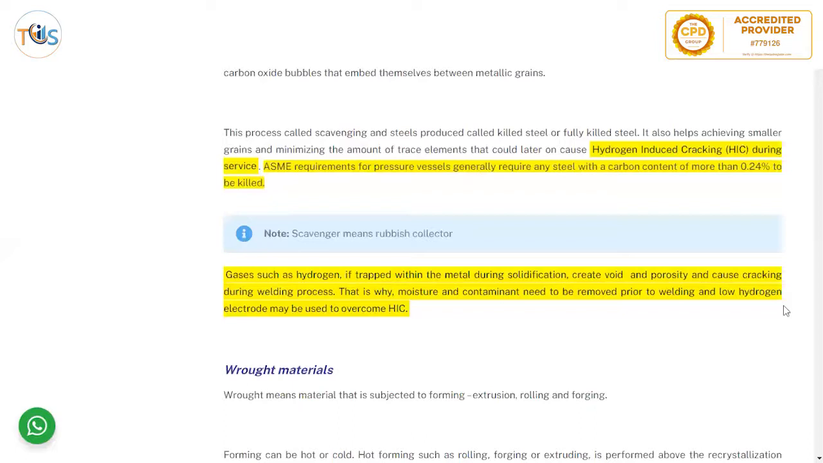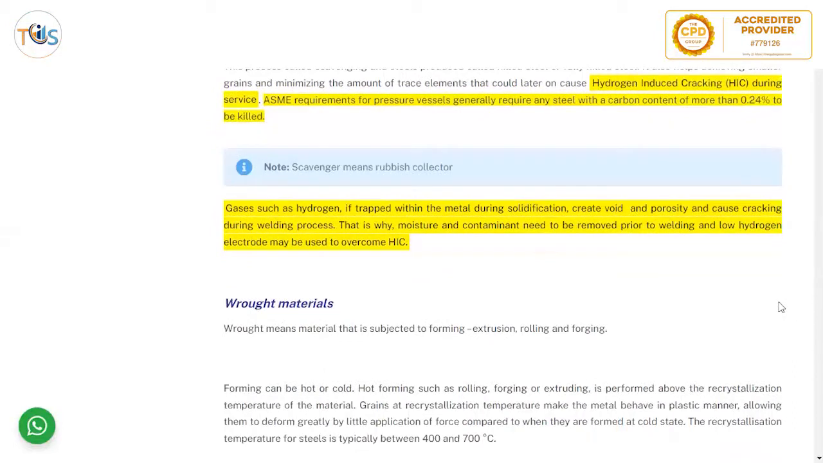It also helps achieve smaller grains and minimize the amount of trace elements that could later on cause hydrogen-induced cracking, HIC, during service. ASME requirements for pressure vessels generally require any steel with a carbon content of more than 0.24% to be killed. Scavenger actually means a rubbish collector in layman's terms.